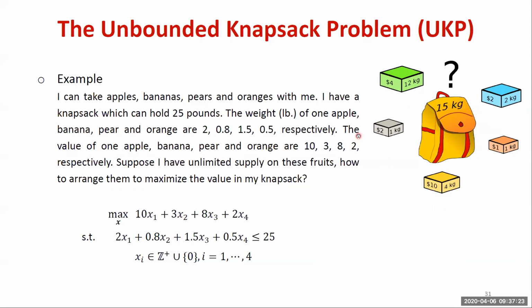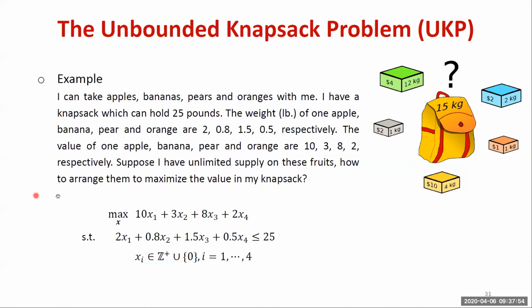And then consider the value of 1 copy of apple, banana, pear, and orange to be 10, 3, 8, 2. Okay, apple has a very large value. For example, consider you are going to, let's say, a desert area. You need water, so apple and pear, they contain a lot of water. They're going to be very, very valuable. Just a joke.